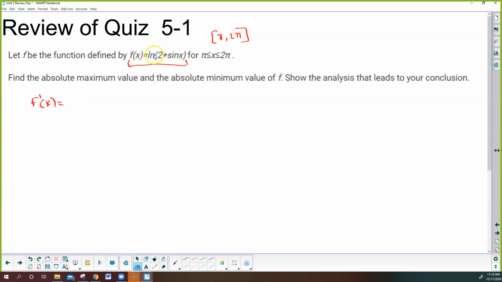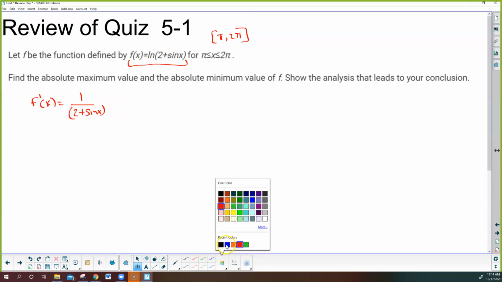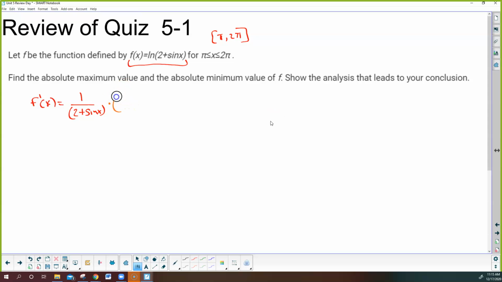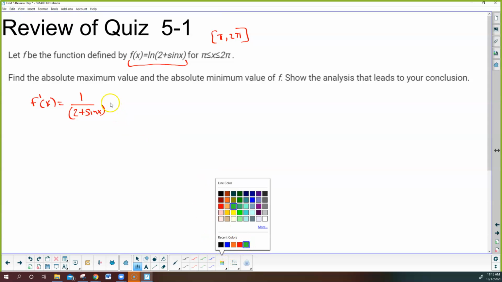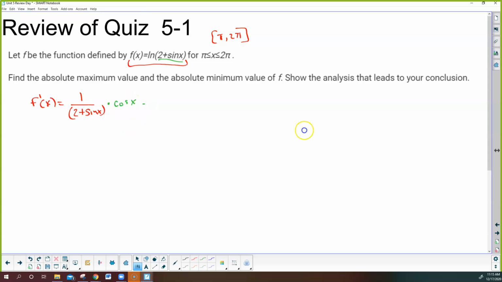And a lot of students had this derivative correctly. There's a chain rule here, right? ln is on the outside, so the derivative of the outside is 1 over x. But it's not x because the inside part stays the same. And then there's a chain rule. Then I have to multiply the derivative of the inside. Let's use a different color. So the derivative of the inside, the 2 goes away, and the derivative of sine is cosine. Okay? Which you can rewrite it like this.